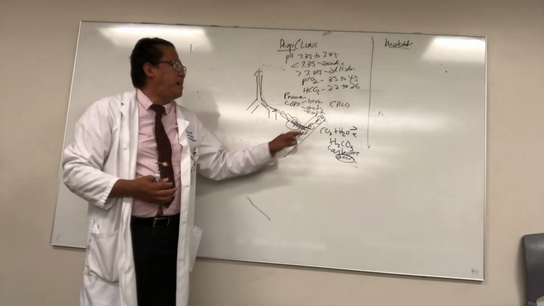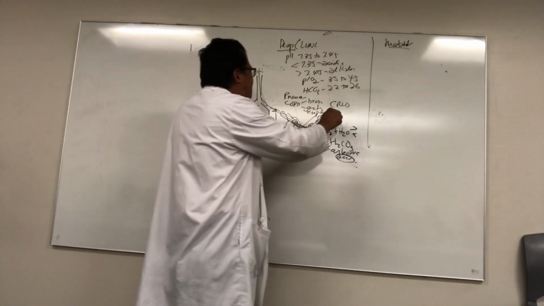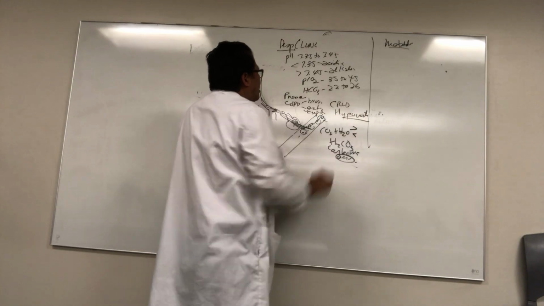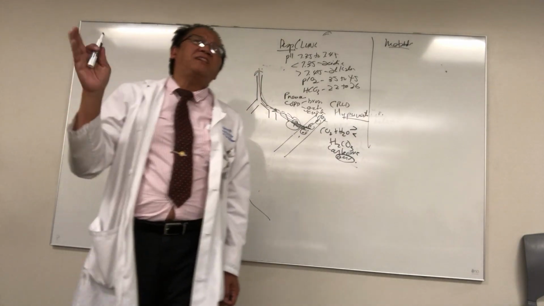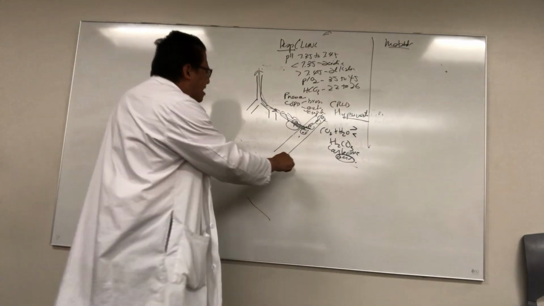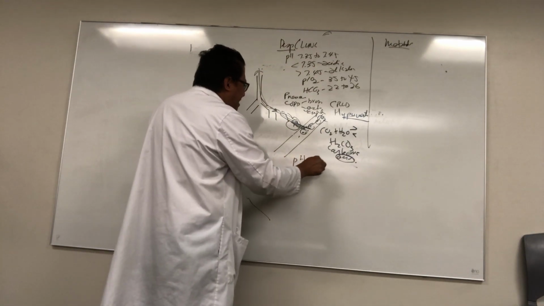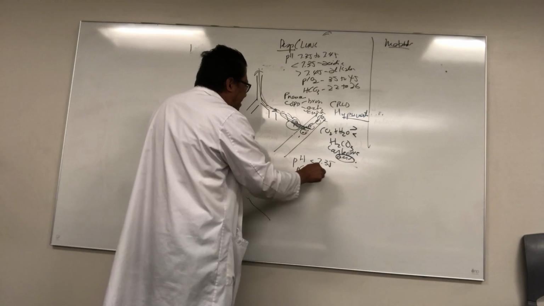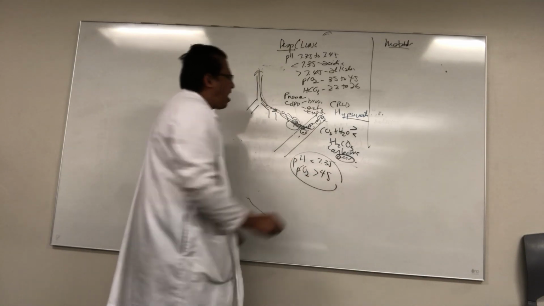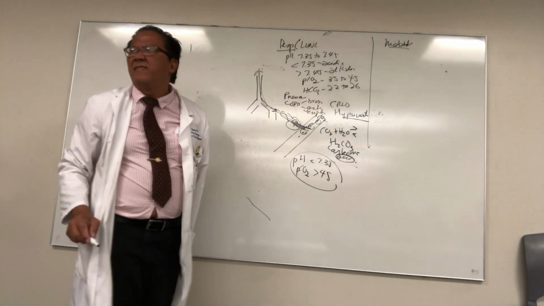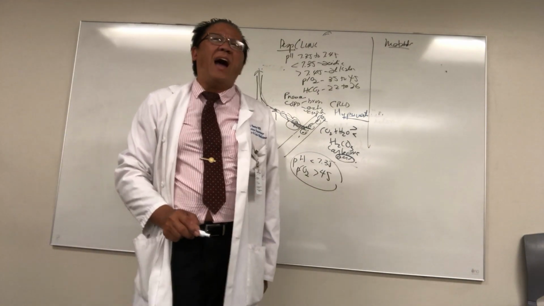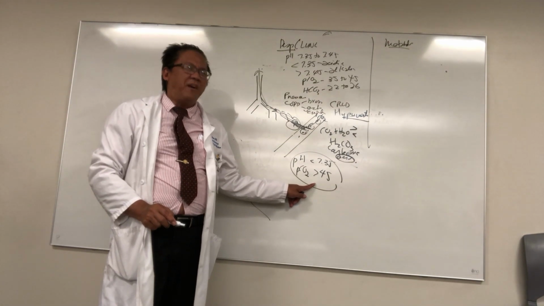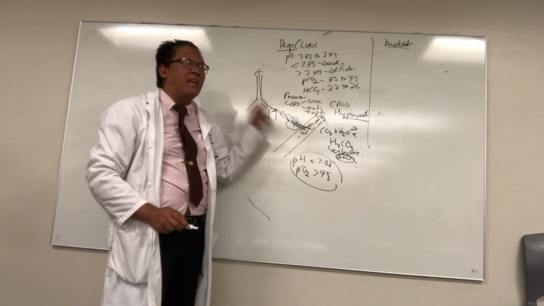So the problem here is what? Hypo or hyperventilation? Hypoventilation. So therefore, if you were given a case scenario, you would expect the pH to be what? Less than 7.35. And what about the PCO2 levels? Greater than what? 45. Because you are retaining what? You are retaining carbon dioxide, and therefore your CO2 levels will be high or very high. Why? Because it was not able to go out.